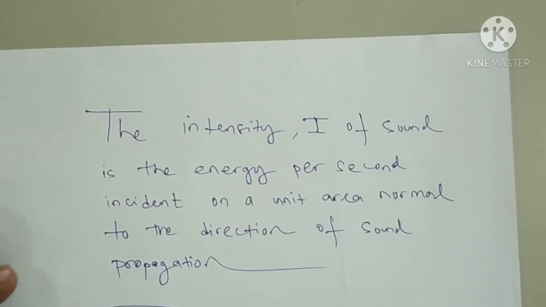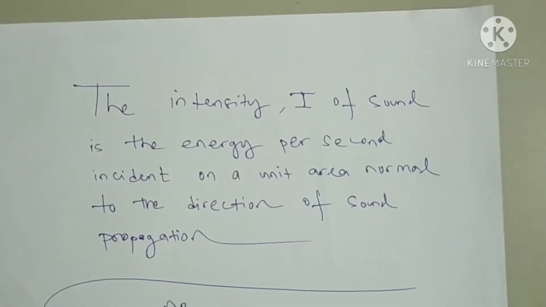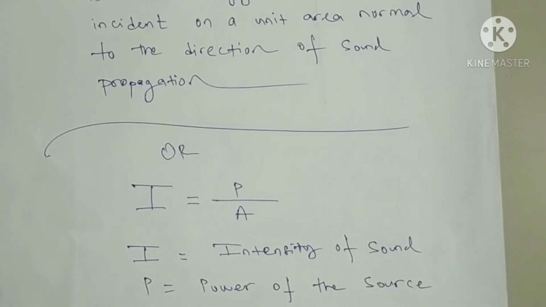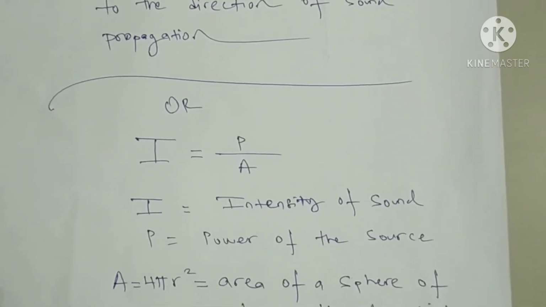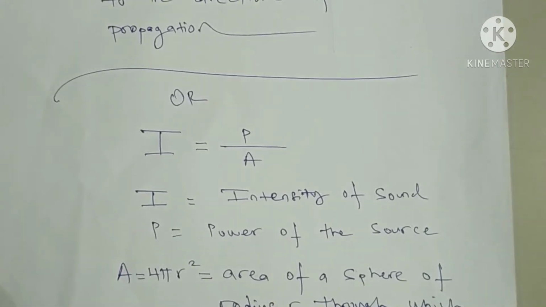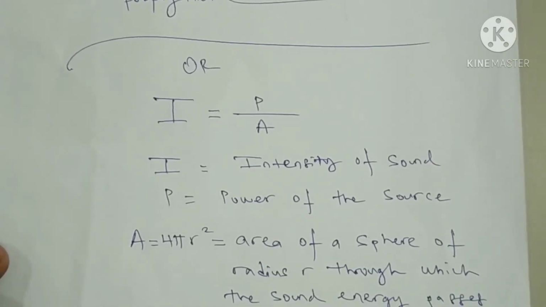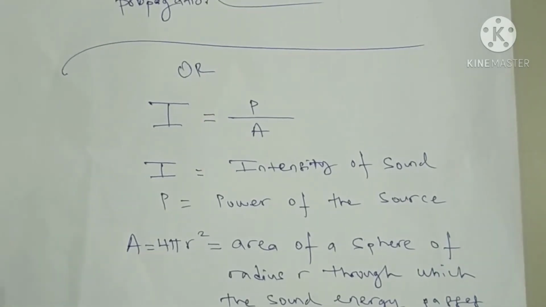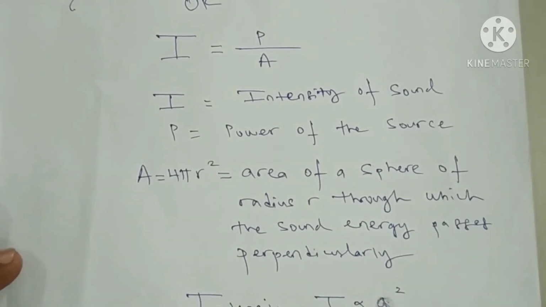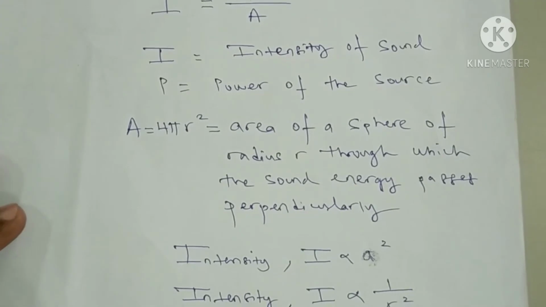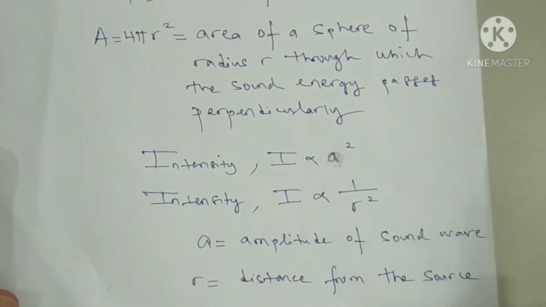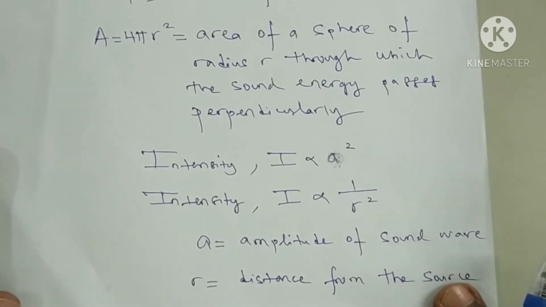Next is about the intensity I of sound, which is the energy per second incident on a unit area normal to the direction of sound propagation, or intensity equals power per unit area. I is the intensity of sound, P is the power of the source, and A is the area, which is equal to 4 pi r square, the area of a sphere of radius r through which the sound energy passes perpendicularly. Two important effects: intensity is directly proportional to the amplitude square and inversely proportional to the distance square from the source. The source here is not a chili sauce or tomato sauce, it is the source of the sound.